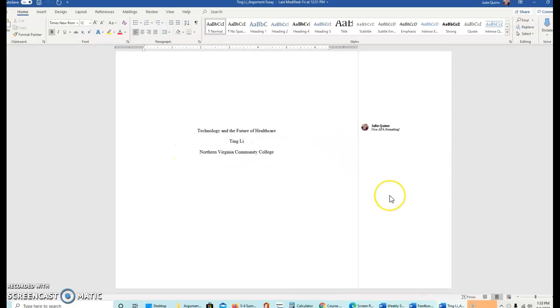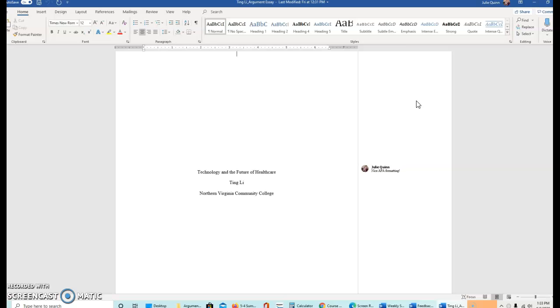This is Ting's. She's posted it in the peer review for the argumentative essay. And you can kind of see some of the notes that I've left her here. I'm going to keep this zoomed in so you can see some of the notes that I left in the margin that are actually published in the discussion.